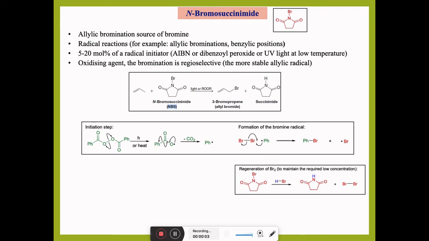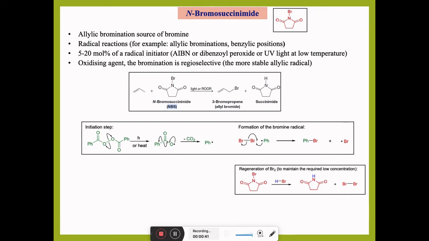The next reagent is N-bromosuccinimide. This N-bromosuccinimide is a source of bromine and it will carry out allylic bromination. This reaction is basically a radical reaction where allylic bromination and benzylic bromination will take place. It requires about 5 to 20 mole percent of radical initiator. That initiator may be AIBN, benzoyl peroxide, or UV light at low temperature.